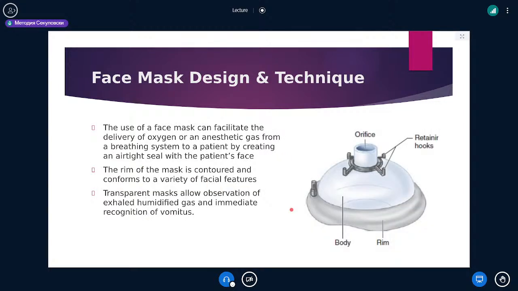And now about the face mask. I think you saw it before in other college clinics. Here we have the use of the face mask, which can facilitate delivery of oxygen, anesthesia gas, or CPR, cardiopulmonary resuscitation. It is very, very important for the breathing system. The rim of the mask is contoured and conforms to a variety of facial features around the nose and the mouth. Transparent masks allow observation of exhaled humidified gas and immediate recognition of vomitus.